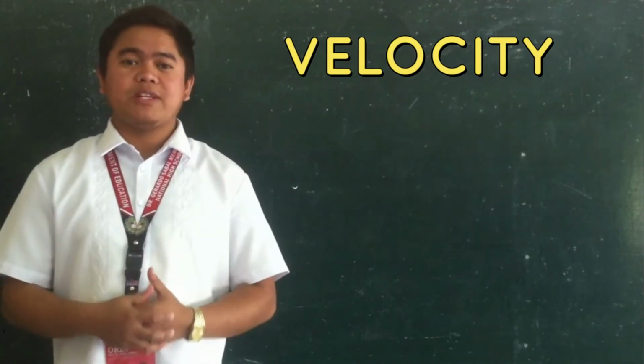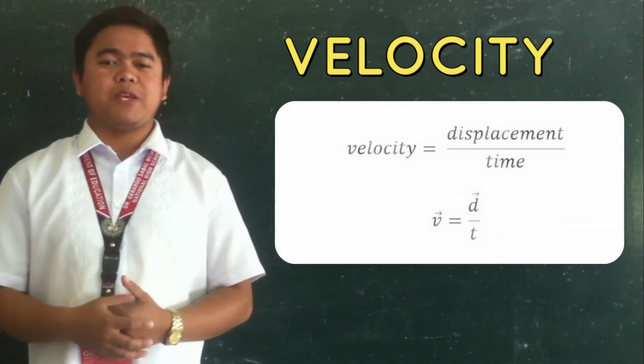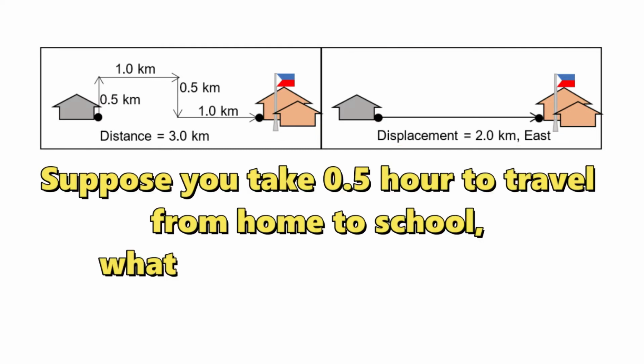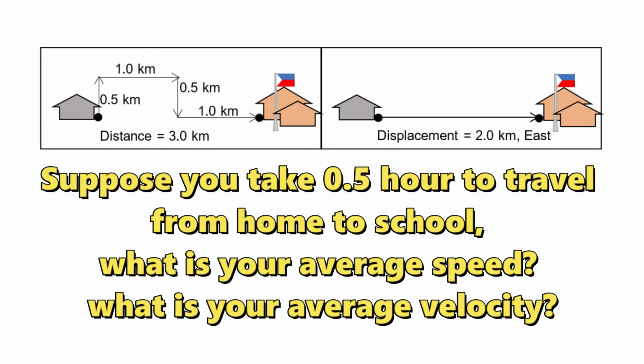So we have the formula: velocity is equal to displacement over time. As shown in the figure, the total distance from home to school is 3 kilometers, while the displacement is 2 kilometers east. Suppose you take 0.5 hour to travel from home to school. Use the information to solve for your average speed and velocity.